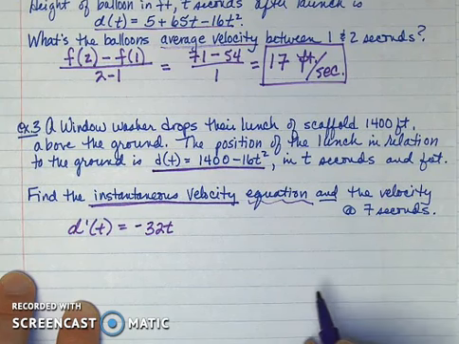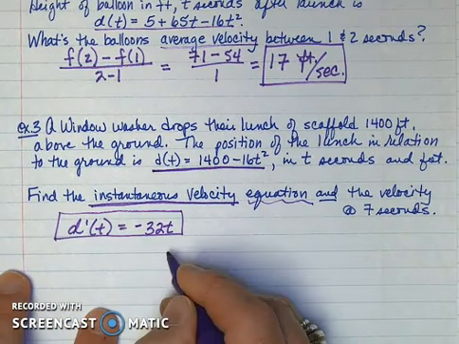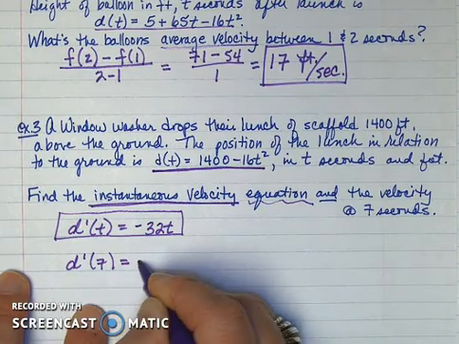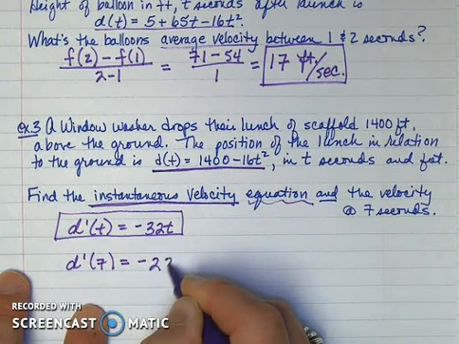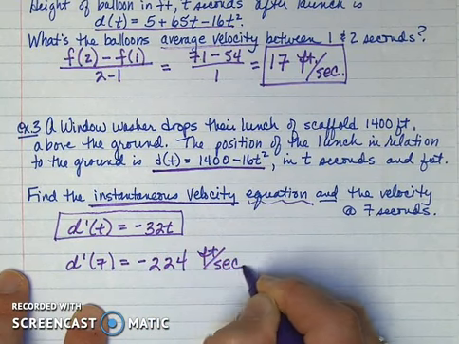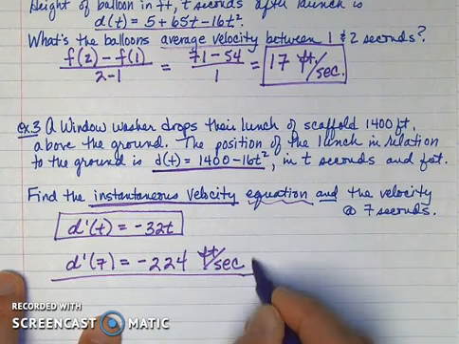So this was my first part of the answer, the equation. And then if I evaluate that at 7, I get negative 224 feet per second, if I plug in 7 times 32. That was very quick and easy.